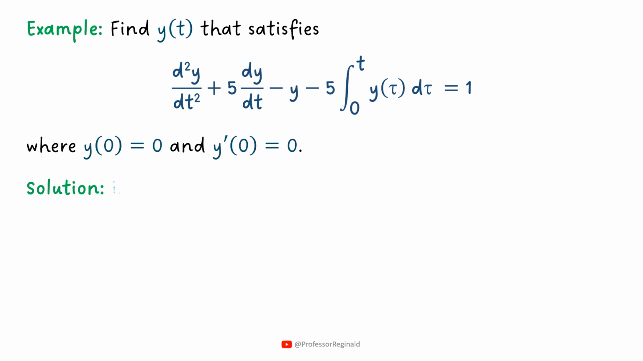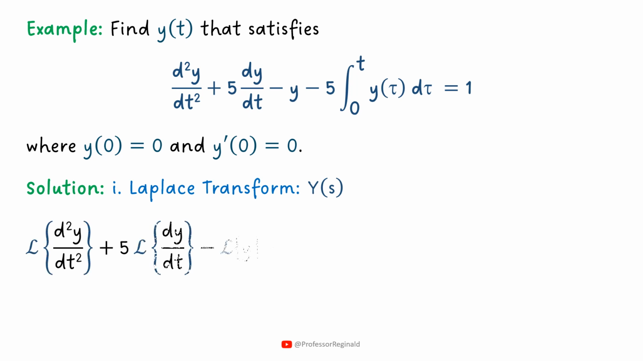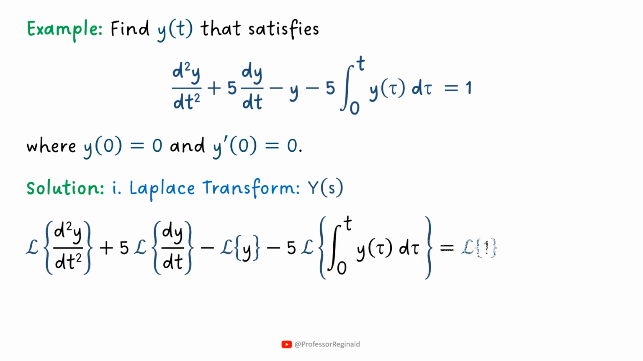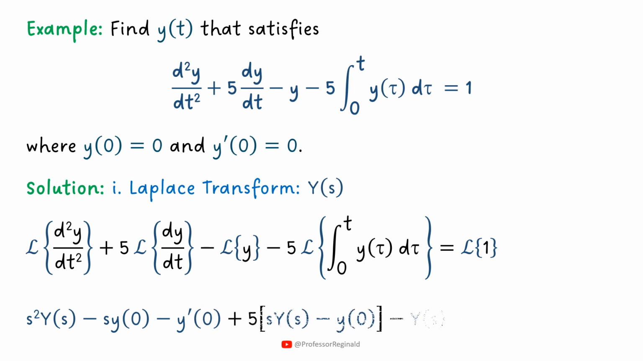First, take the Laplace transform of both sides of the equation to convert the integrodifferential equation into an algebraic equation in terms of a new variable s. Apply a Laplace transform of derivatives, integrals, and a constant. And then, substitute the given initial conditions.